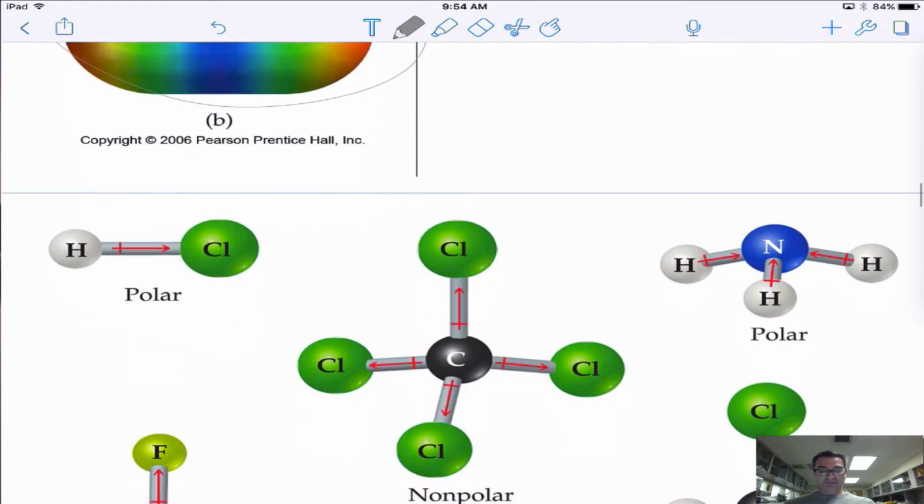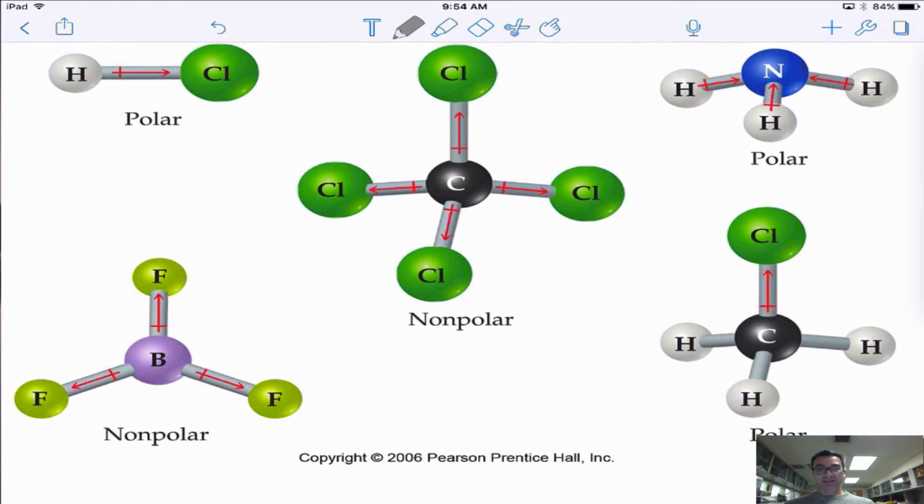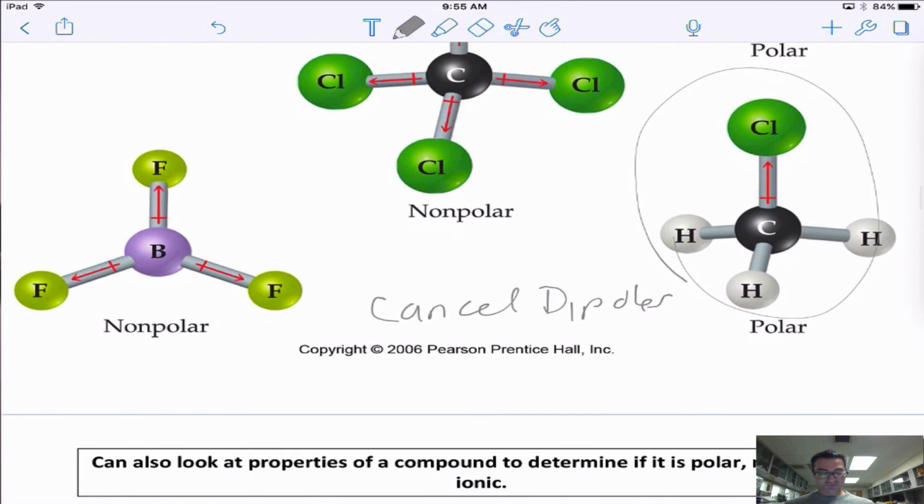Here are some other examples for you, showing you how the dipoles can do what's known as cancel. We can cancel the dipoles, and we see that with a molecule like CCl4, where the dipoles cancel. We see in a case where we have CH3Cl, they're not canceling, and you would have a polar molecule. So that's polarity for you.